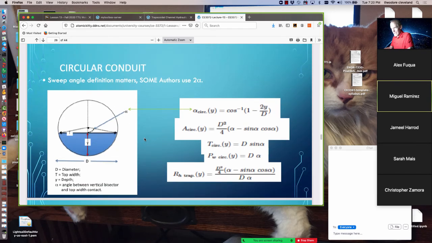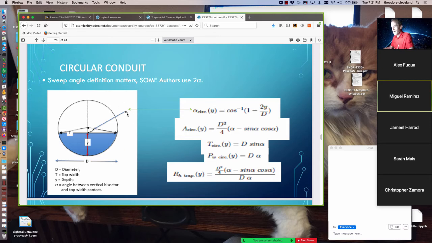So depending on the textbook that you get your formulas from, or if you do it yourself using trigonometry, the sweep angle definition makes a difference. So I've used alpha as the angle from the vertical bisector to the ray, but you'll see a lot of other books where they actually go from radius to radius. And compared to my drawing, that makes the angle 2 alpha.